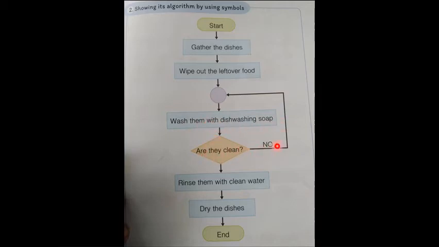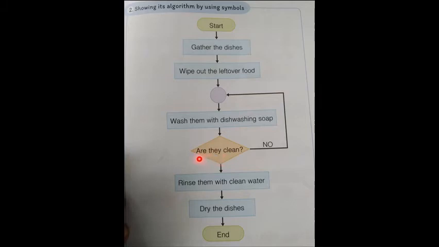If it's no, we have to wash them with soap again. Are they clean? No. Wash them with dishwashing soap. So this is like a robot. It does exactly what the algorithm, the flowchart, says again and again and again.